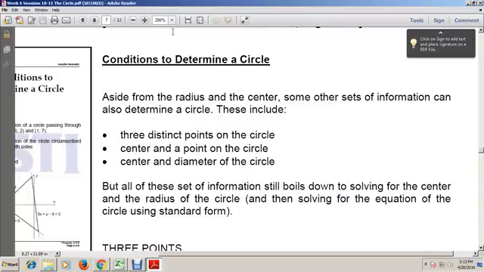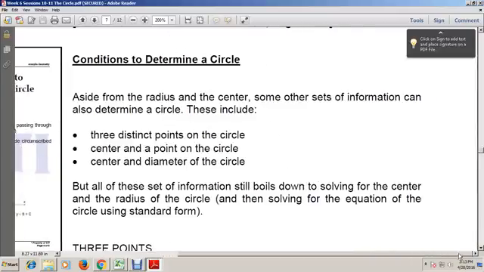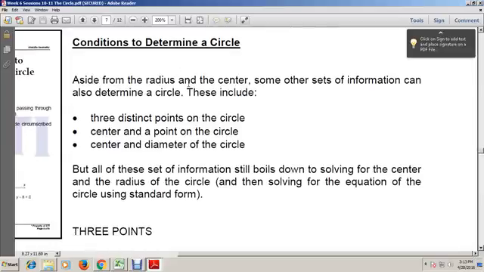Okay, so let me present to you the conditions to determine a circle. Aside from the radius of the circle, some other sets of information can also determine a circle. This includes 3 distinct points on the circle, the center and a point on the circle, the center and the diameter of the circle. But all of this set of information still boils down to solving for the center and the radius of the circle, and then solving for the equation of the circle using standard form.